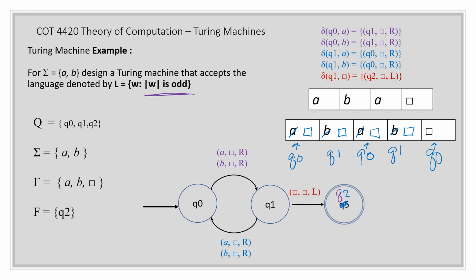If you take a look here, I do not have a transition defined from Q0 with a blank. It is not defined, so it's just going to stop here in Q0. It's never going to make it to an accepting state, and therefore any string that has an even number of symbols is not going to be accepting or ever lead to the accepting state.